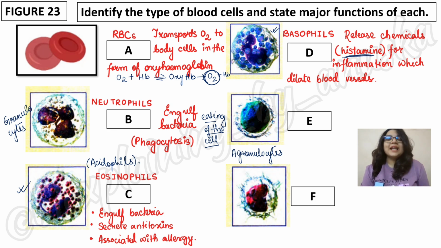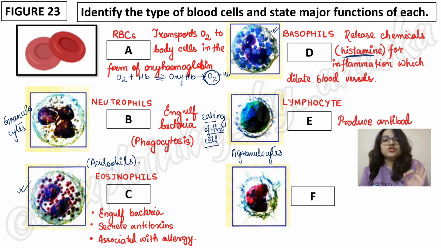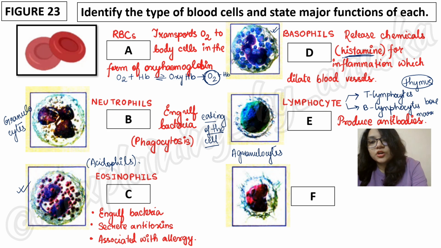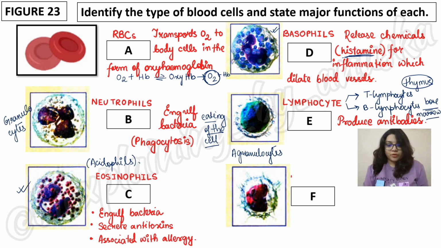Fine. Now E and F, there are no granules in the cytoplasm, so they are agranulocytes. E is your lymphocyte. What is its job? Its job is to produce antibodies. Lymphocytes can be of 2 types. One is your T lymphocyte. Why this name T lymphocyte? Because it matures in the thymus. And another one is your B lymphocyte. What does the B lymphocyte do? The B lymphocyte matures in the bone marrow.